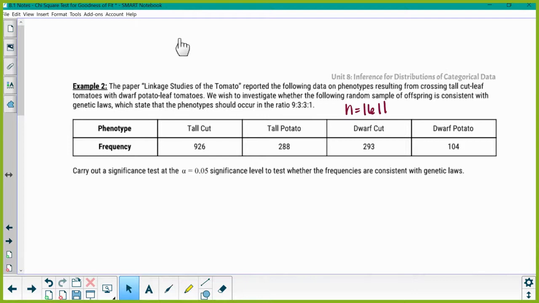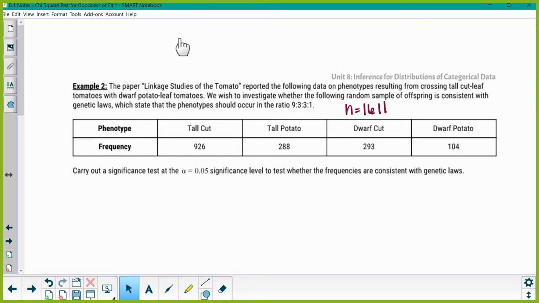So, example two, the paper Linkage Studies of the Tomato reported the following data on phenotypes resulting from crossing tall cut leaf tomatoes with dwarf potato leaf tomatoes. We wish to investigate whether the following random sample of offspring is consistent with genetic laws, which state that the phenotypes should occur in the ratio 9:3:3:1. So we have our table.